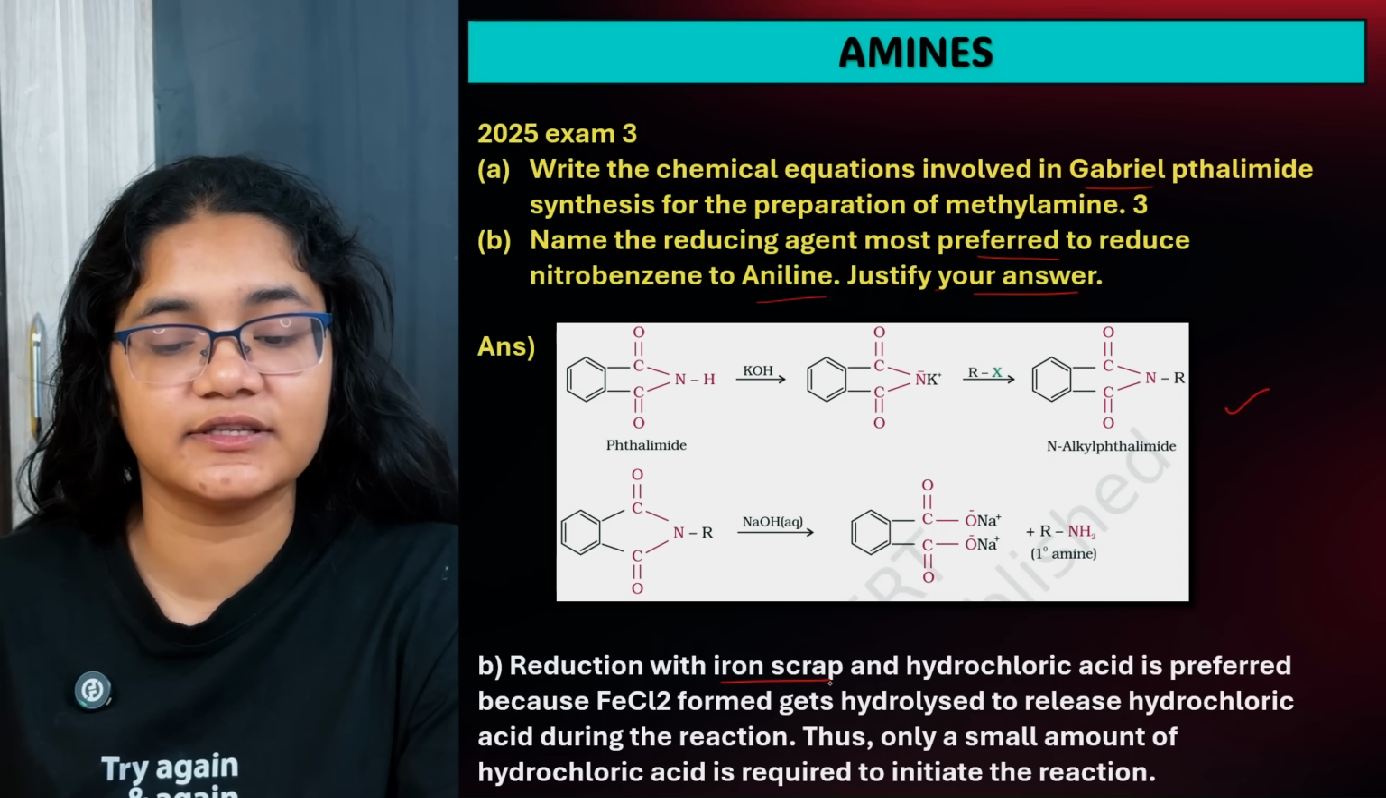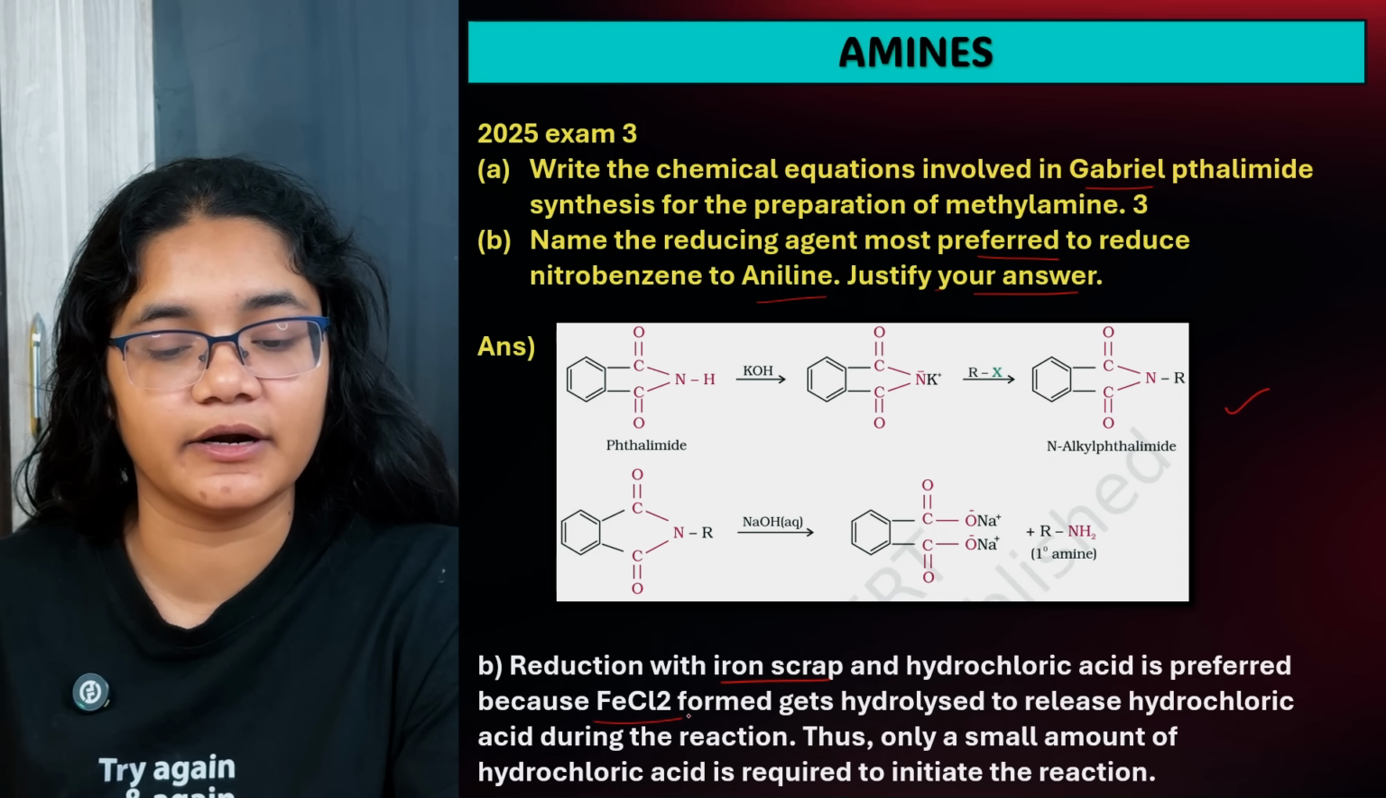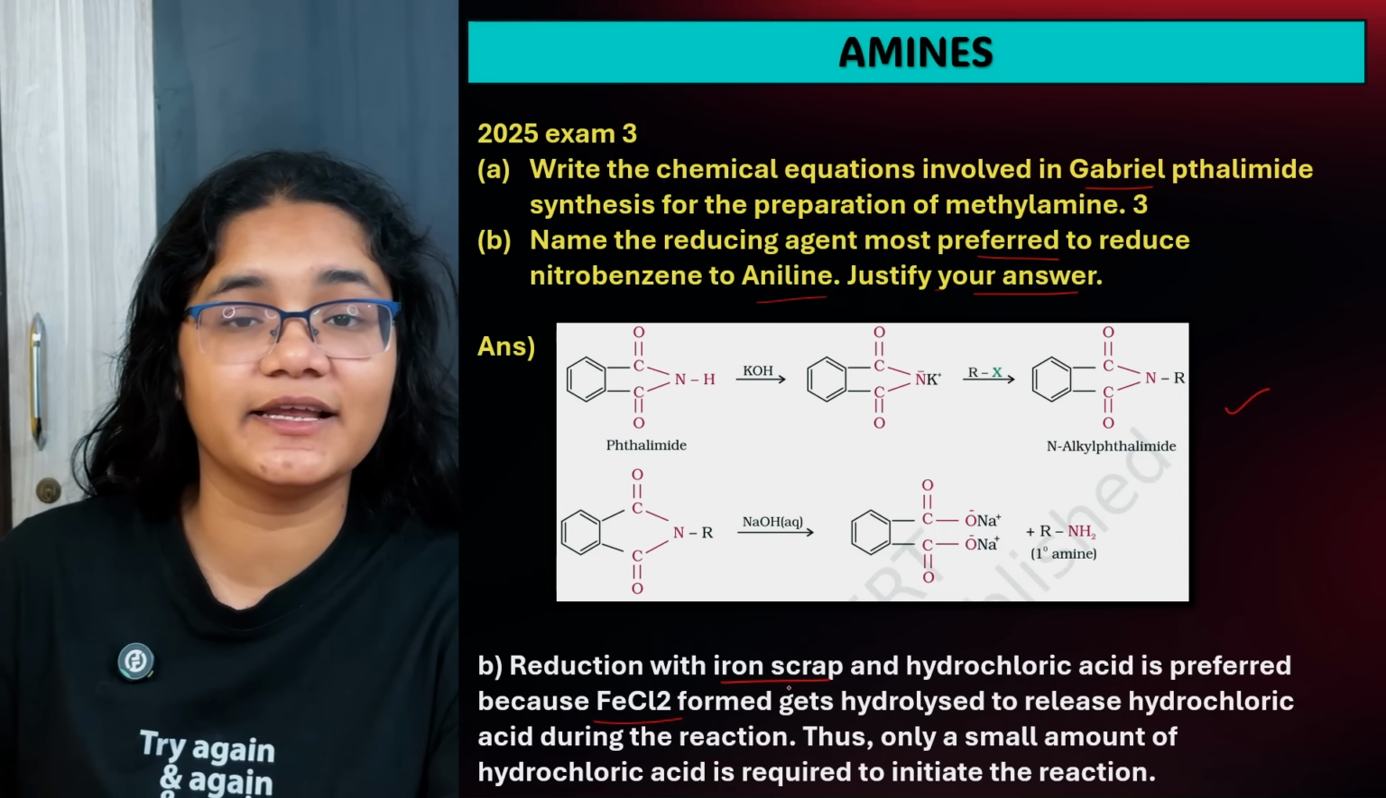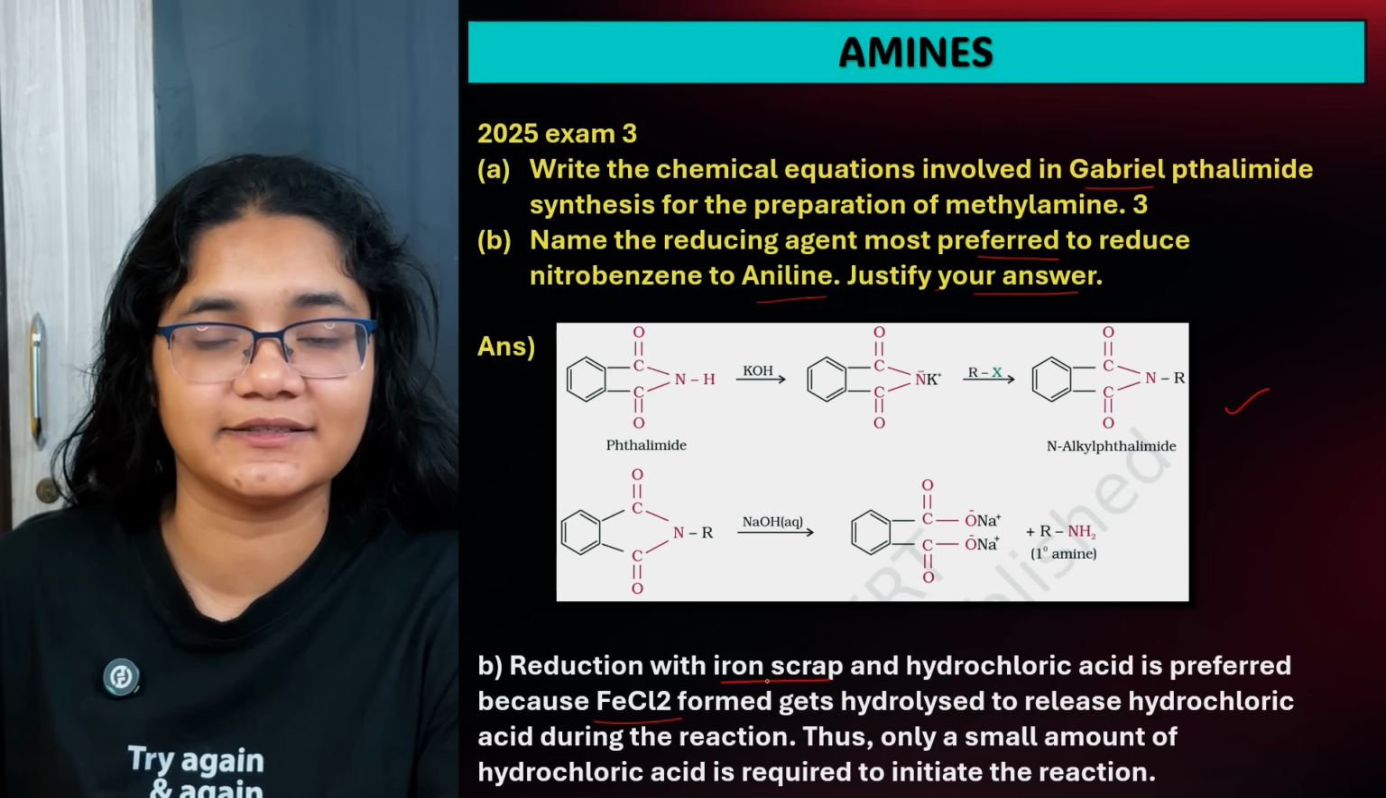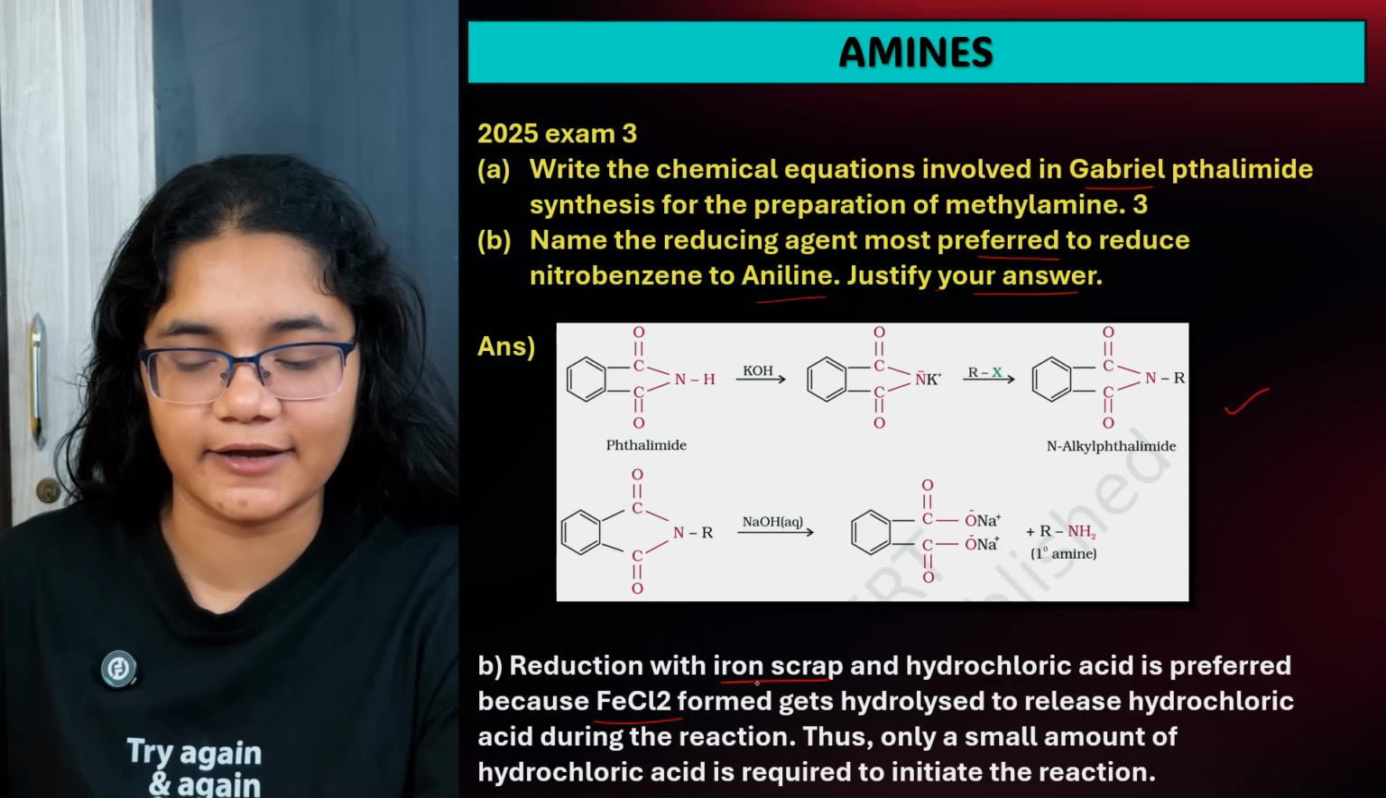And why is it used? Because the iron scrap which is used helps in the production of FeCl2, and HCl is liberated. So with very less amount of HCl we can actually carry out this reaction.